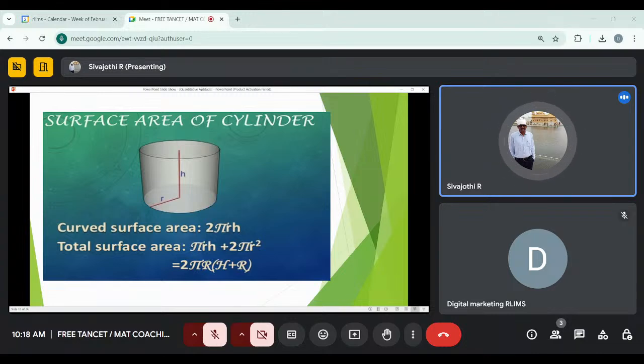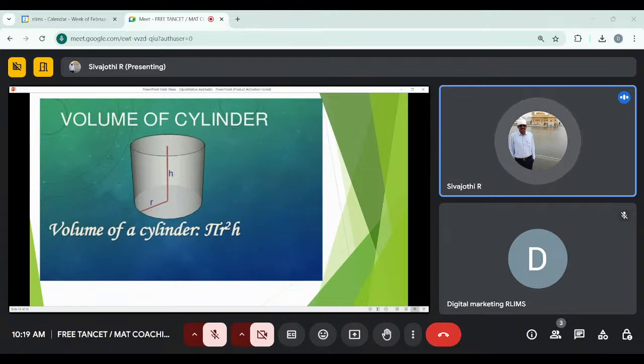In the same manner, for the total surface area, pi r h plus 2 pi r square, with r equal to 7 and h equal to 14, you just have to substitute the values there and you will get the answer. So this is the way to find the total surface area of a cylinder.